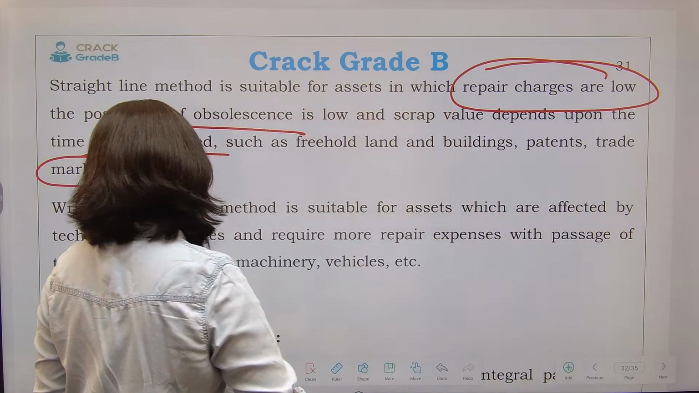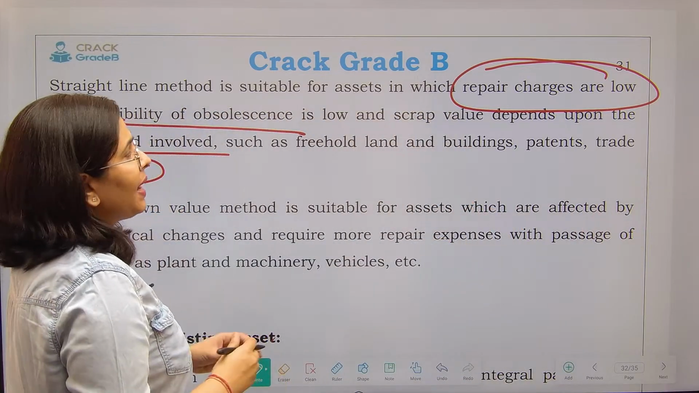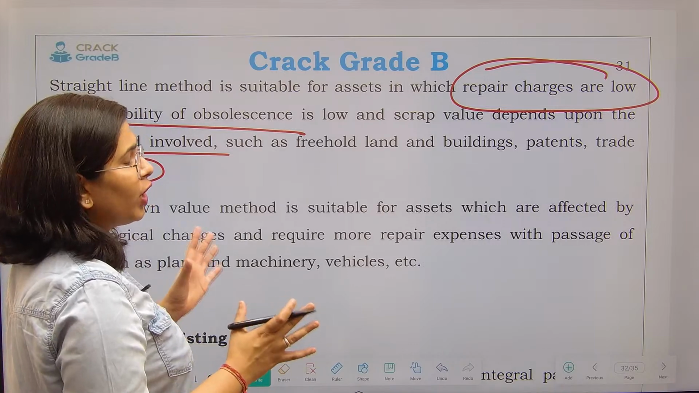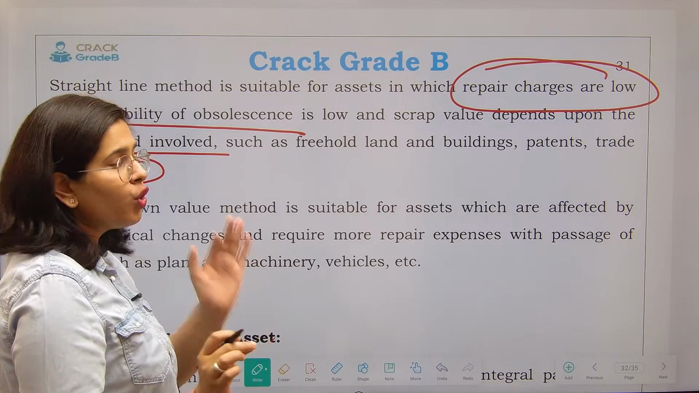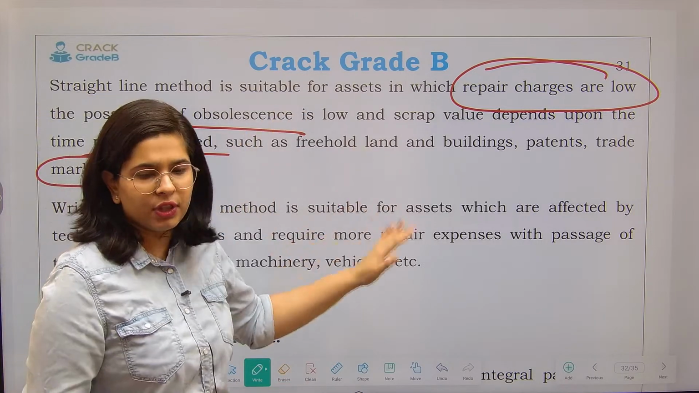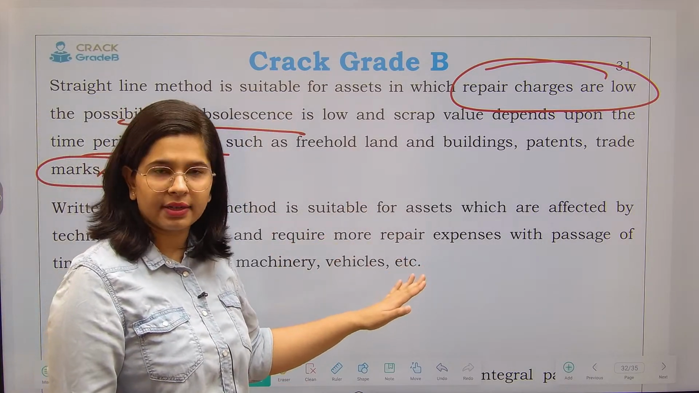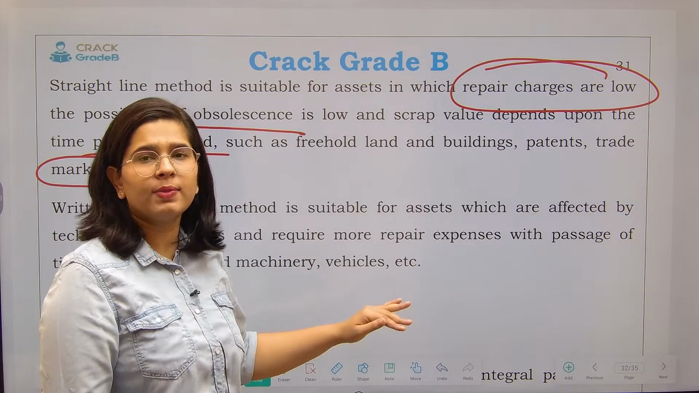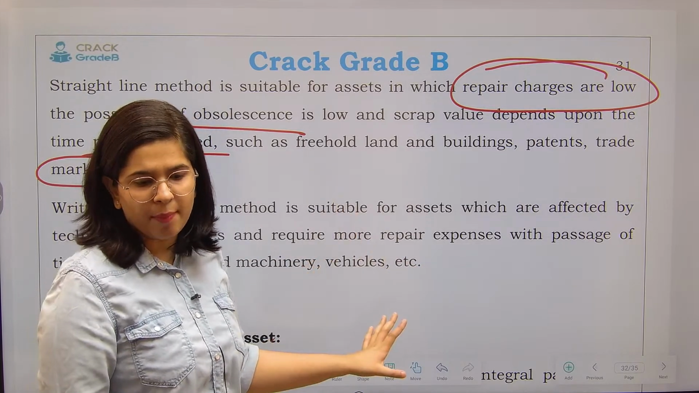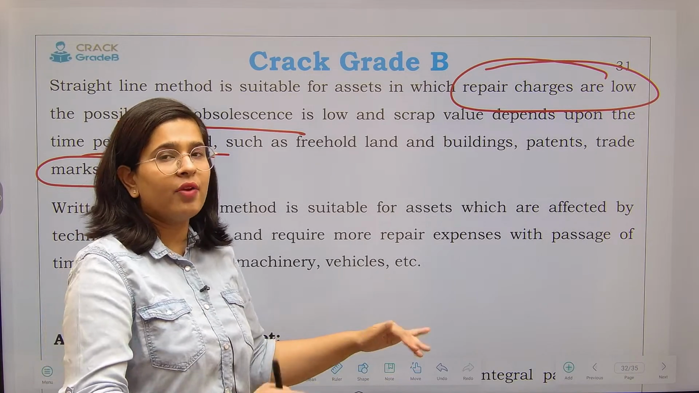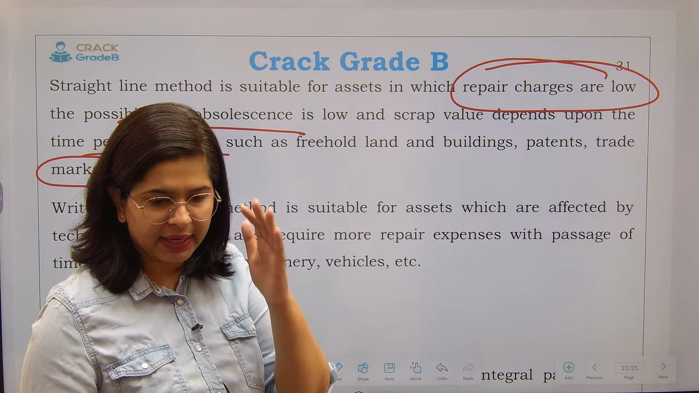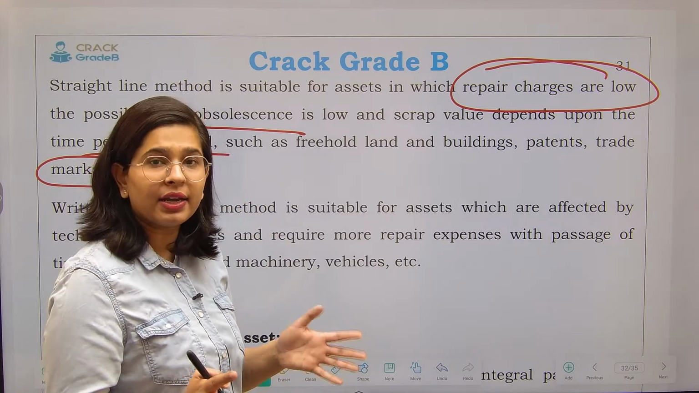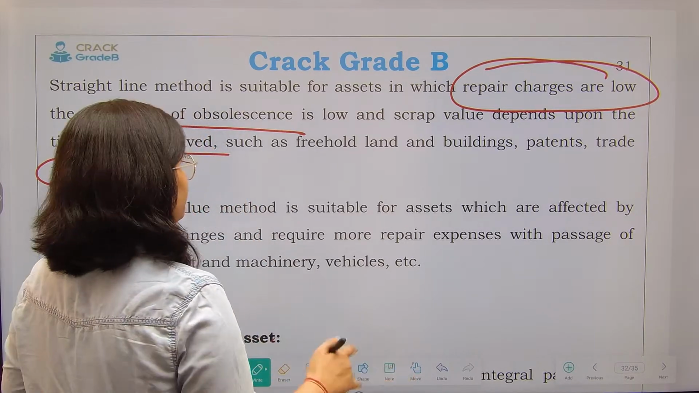See over here, so repair charges are low. So in what kind of cases? Now again I am explaining to you, do not confuse this with your income tax act. Okay, do not confuse it at all, because this is given from the accounting perspective, and what we have in the income tax act is as per that perspective. So both of them are different, that is why please do not confuse them, right?